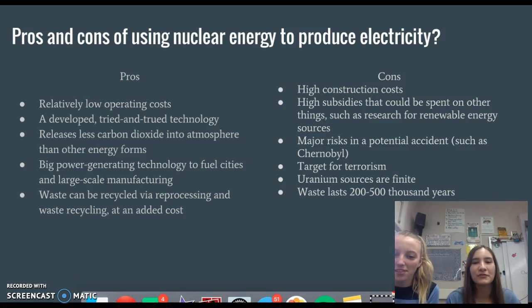It's also a target for terrorism. Uranium sources are finite, and waste lasts 200 to 500,000 years.